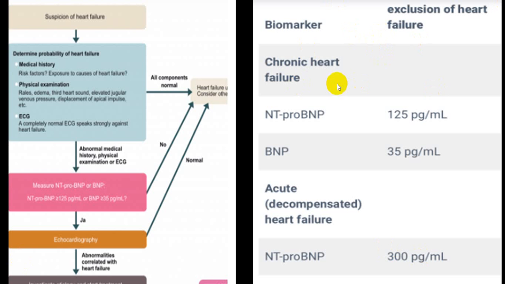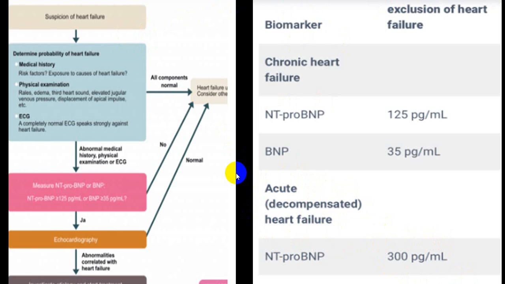So when you do a BNP and N-terminal BNP, if it is 125 or BNP is 35, then straightforward it excludes heart failure. But if N-terminal pro-BNP is 300 or more than 300, straightforward it goes in favor of acute decompensated heart failure, or BNP more than 100 is straightforward in favor of acute decompensated heart failure.